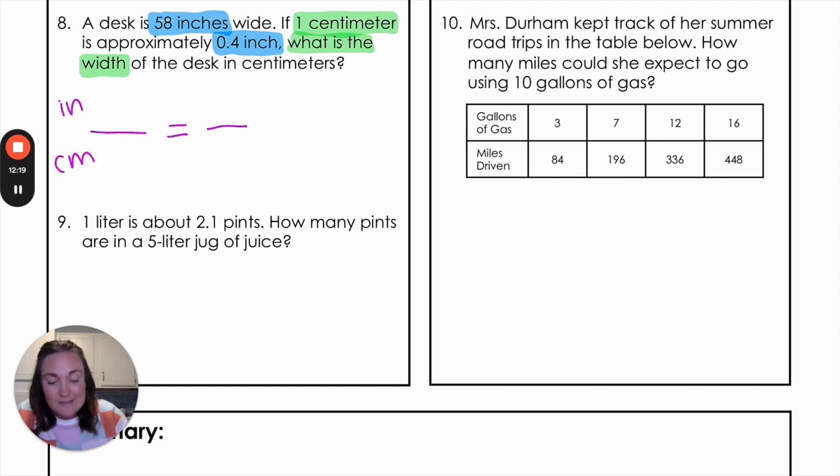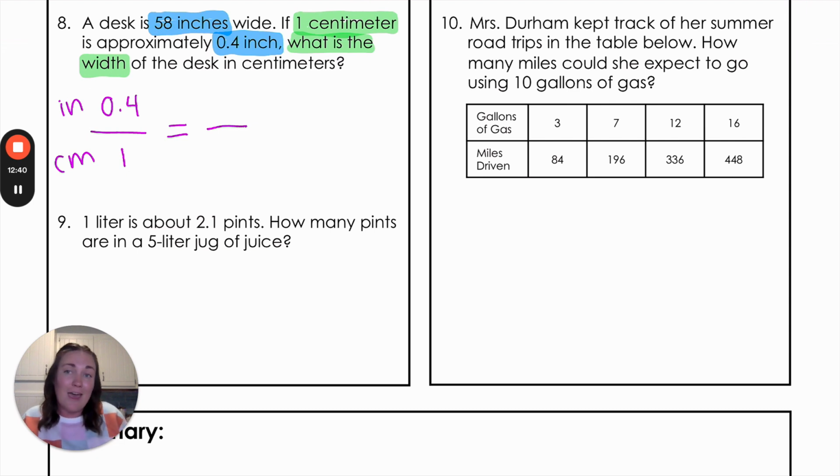What they do tell us is that 1 centimeter is approximately 0.4 inches. So those are the two numbers that are equivalent, and those are the two numbers that need to go in that first fraction. So it's not always the first two numbers, it's always the two that are equal to each other. So I'm going to fill out that 1 centimeter and 0.4 inches.